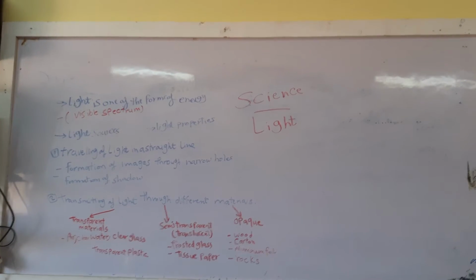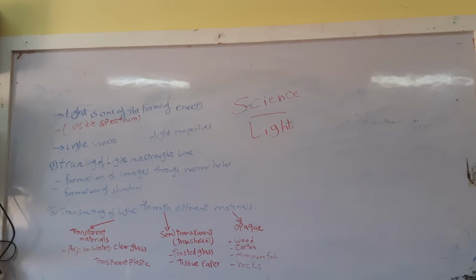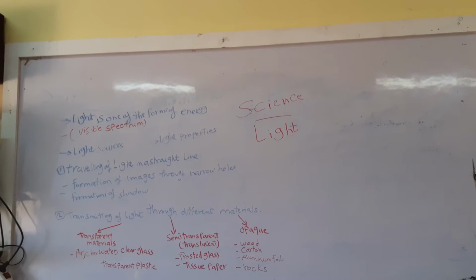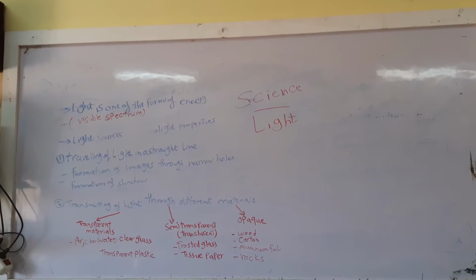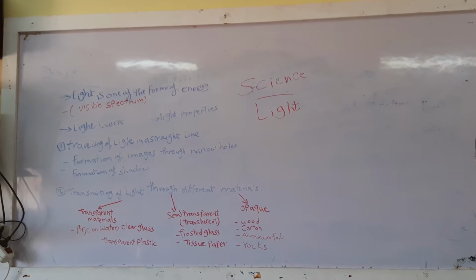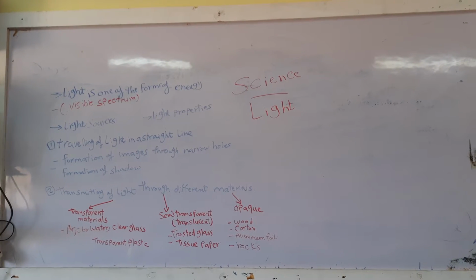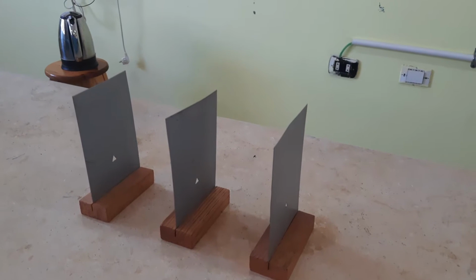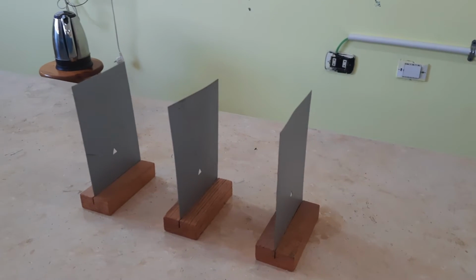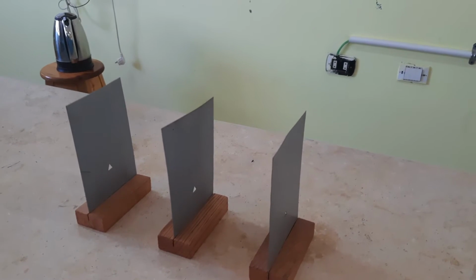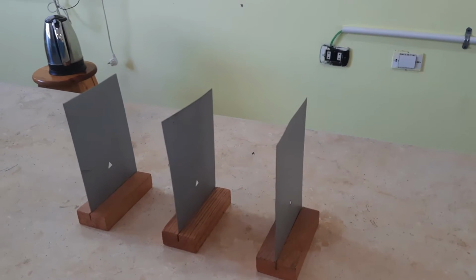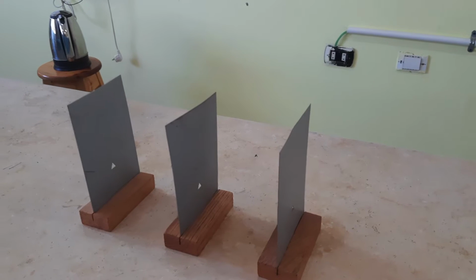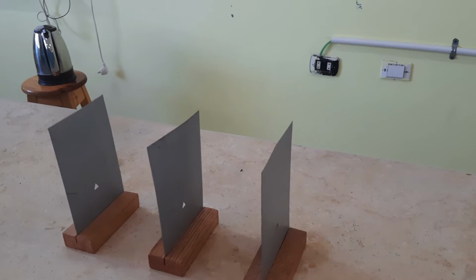Number two, we are now going to speak about the light properties. What are the light properties? Light has 5 properties. Now we are going to speak about the first one, which is that light travels or propagates in one straight line. So we are going to do a very tiny activity to prove that light travels in a straight line.